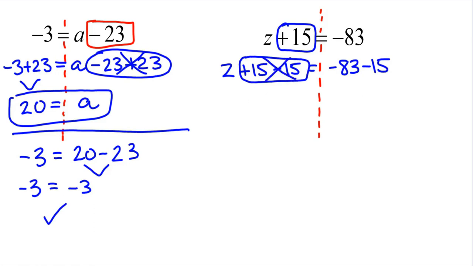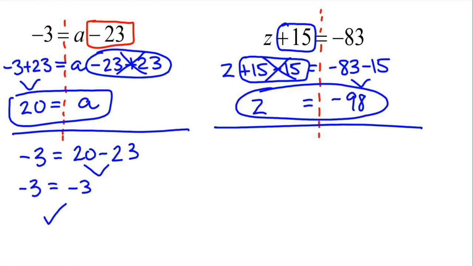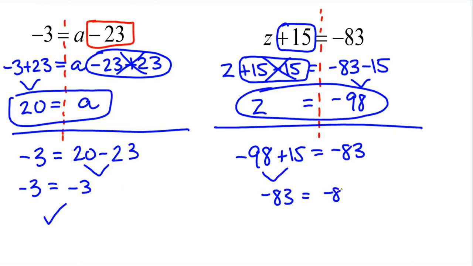That becomes 0. Z plus 15 minus 15 is just z. And negative 83 minus 15 is negative 98. So z equals negative 98. And again, if I check that, negative 98 plus 15 is equal to negative 83. These are still equal. That is the solution, and I'm done.